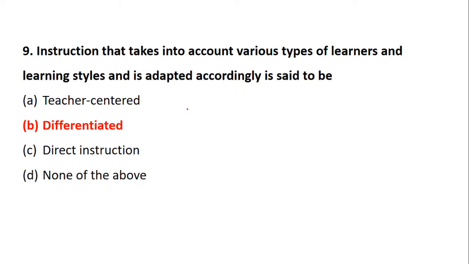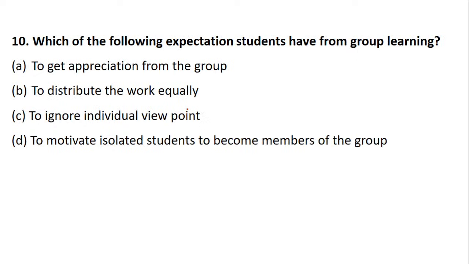Okay. Question number 10. Which of the following expectations do students have from group learning? Very easy question again, but read it carefully. Which of the following expectations do students have from group learning? To get appreciation from the group, to distribute the work equally, to ignore the individual viewpoint, or to motivate isolated students to become members of the group. We can take the keyword as various.